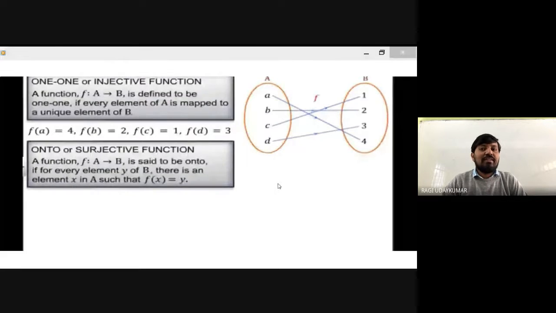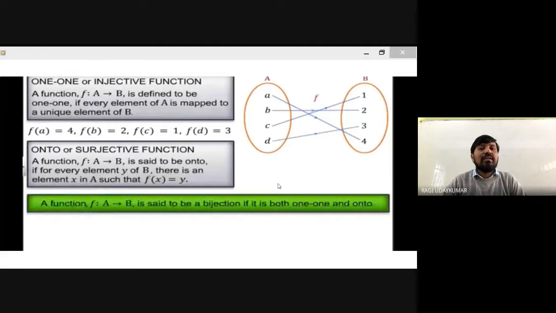So when we say the function is a surjection, every element of Y, every element of the codomain, should have some pre-image. Ek to ek pre-image hona hai. So it is said to be a bijection if it is both 1-1 as well as onto.